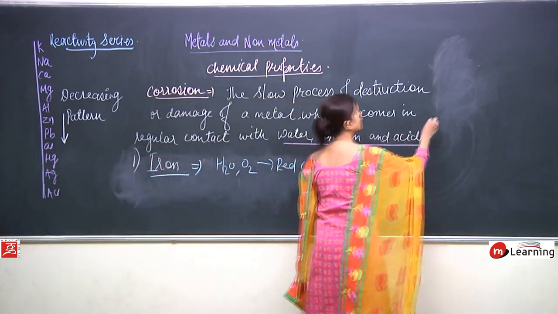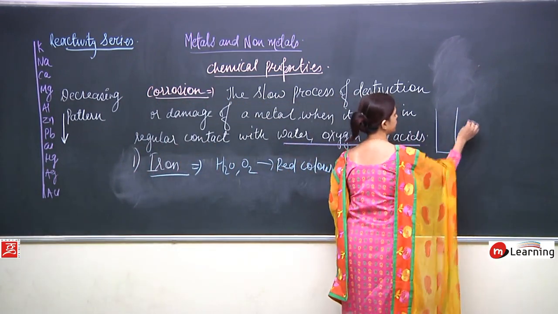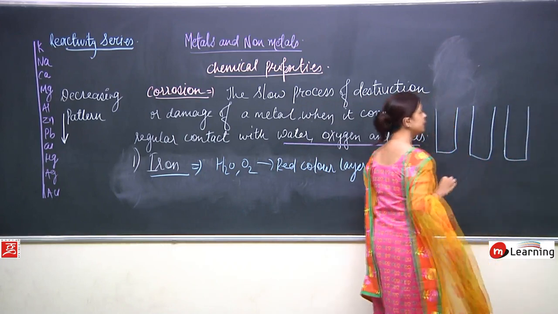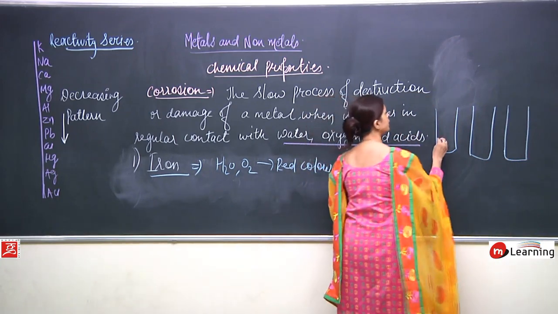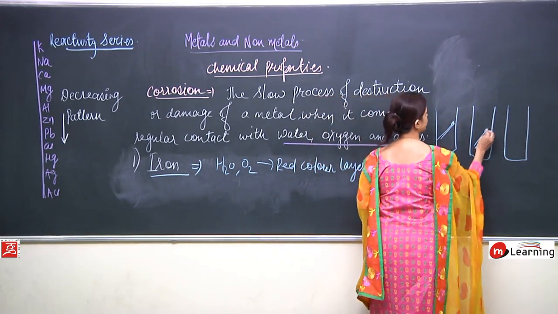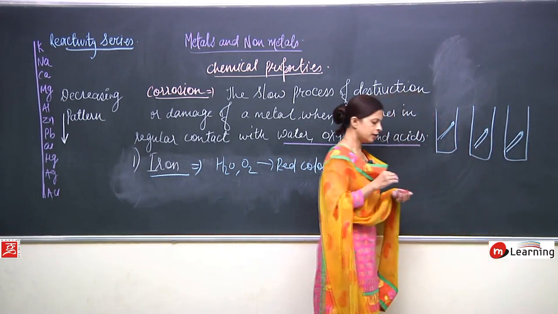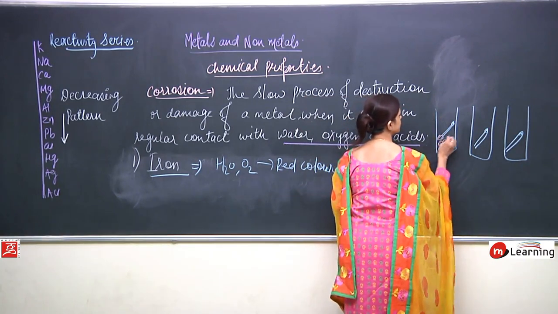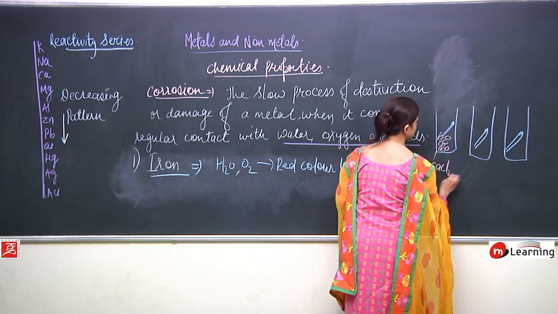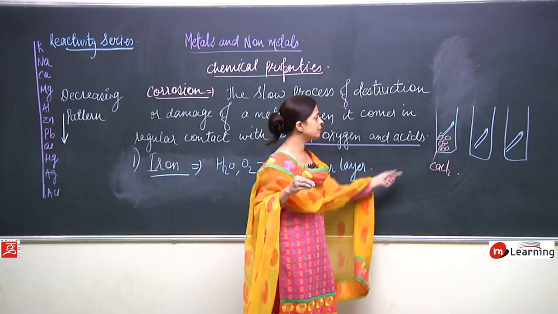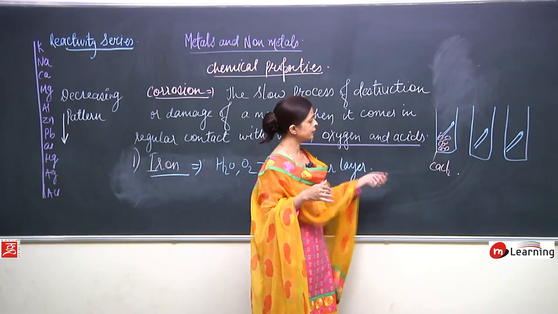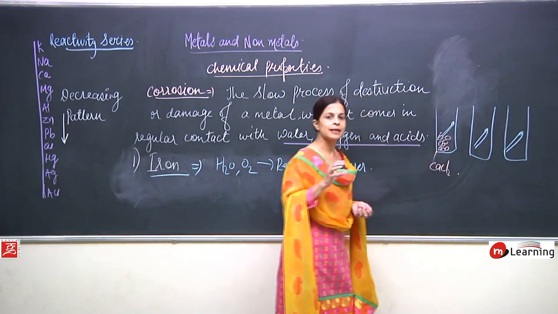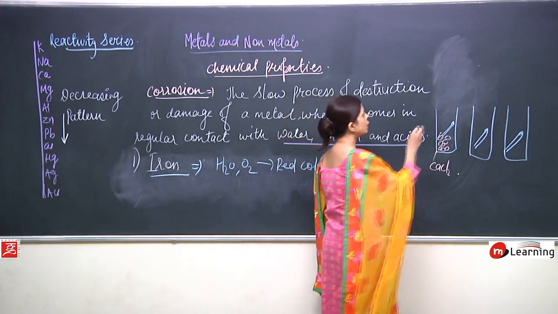We will take three test tubes. In all three test tubes, we are going to put one nail. In the first test tube, we are going to put certain anhydrous calcium chloride crystals. What is this for? Because this absorbs the moisture. Okay, and now we are going to seal it.